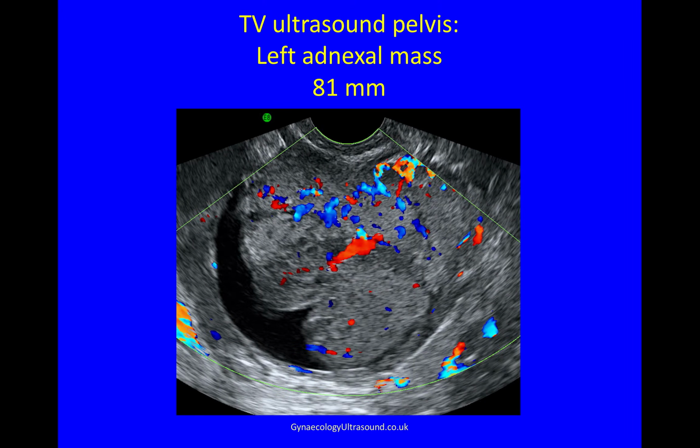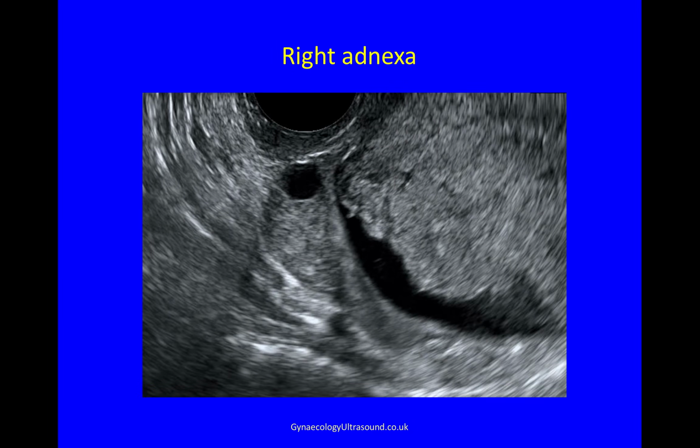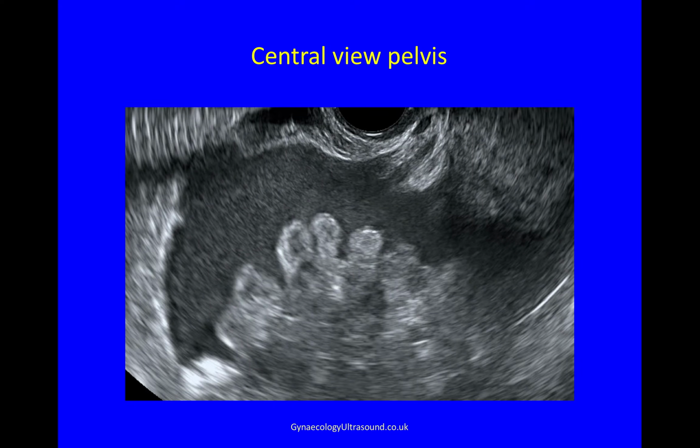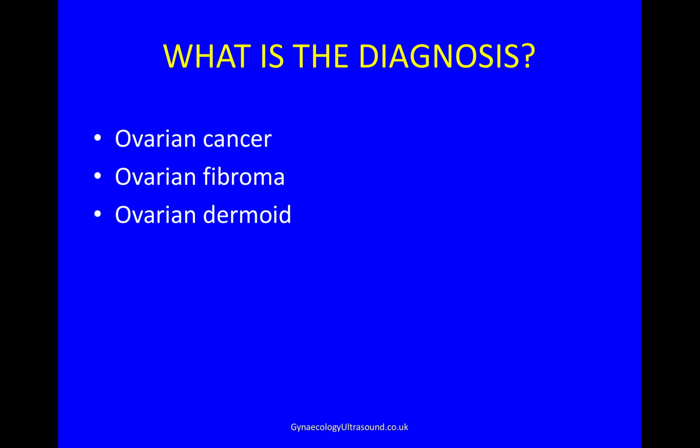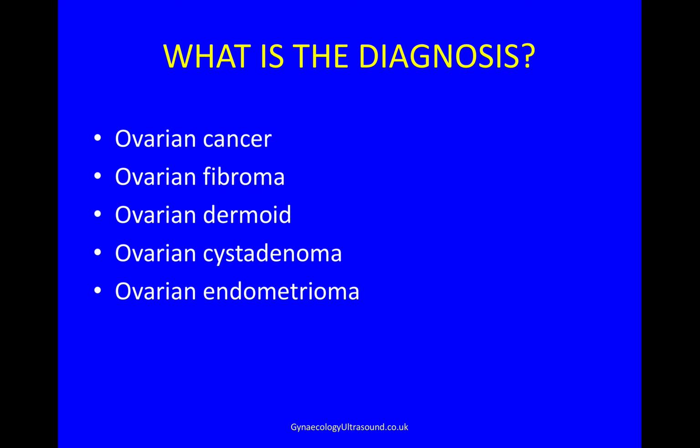On transvaginal ultrasound of the pelvis, there was a left adnexal mass which measured 81 millimeters. This was a view of the other adnexa, and this was a view of the central pelvis. What's the diagnosis? Is it ovarian cancer, an ovarian fibroma, an ovarian dermoid, ovarian cystadenoma, or ovarian endometrioma?